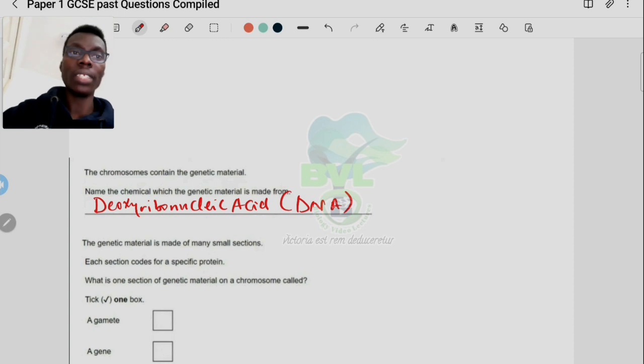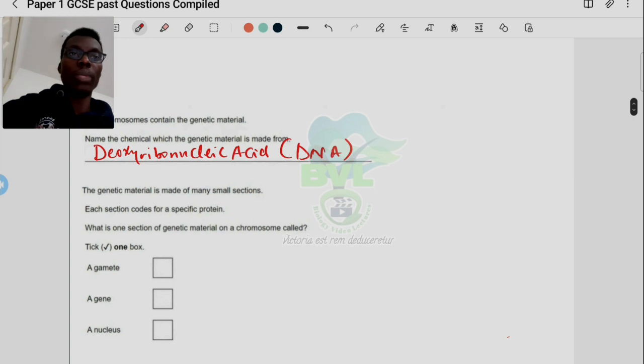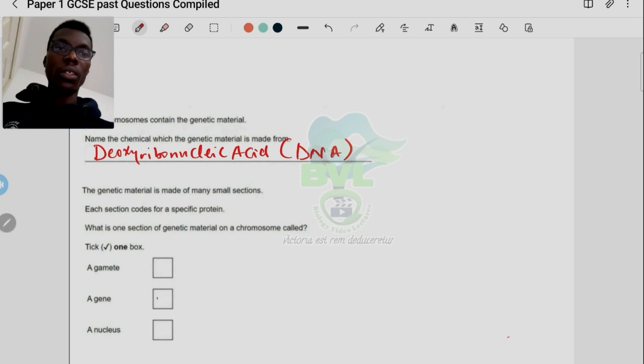I just feel like writing that in full. Now, the genetic material is made from small sections. Each section codes for a specific protein. What is one section of this genetic material on a chromosome called? That is called a gene.